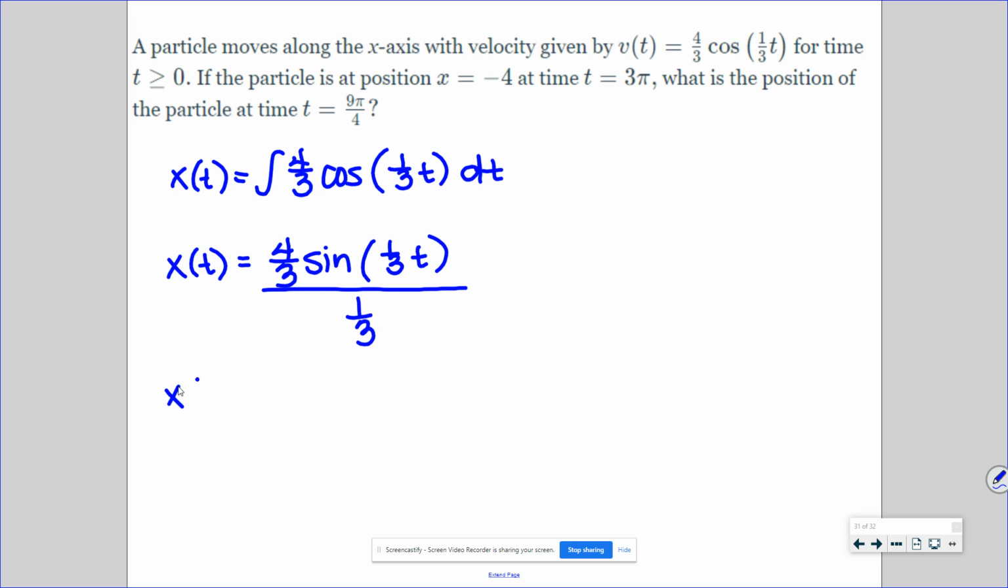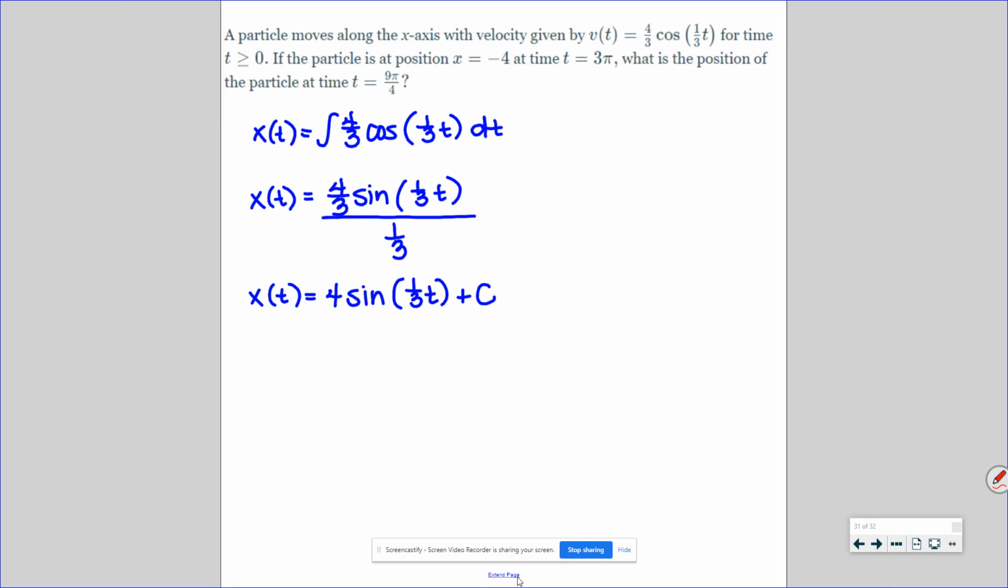And we're going to clean this up. So kind of doing an outer inner situation over here would give me 12 over 3, which is equal to 4. Don't forget your plus c. So that's your first step. Your next step is to take the initial condition and plug those in to find c. So remember, x is what the equation is equal to. And this time we're plugging in 3 pi.